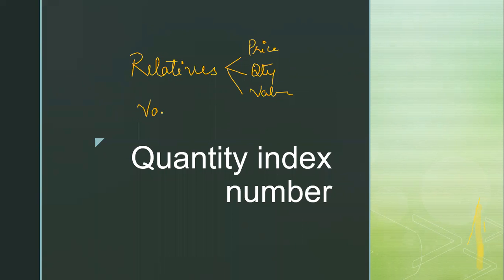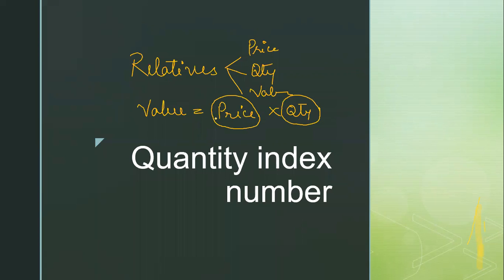The whole value of a particular commodity is nothing but the price into the quantity per unit of that particular item or commodity. So in this, we have already learned about the price index number. The second one under this is the quantity index number, which we have to learn.